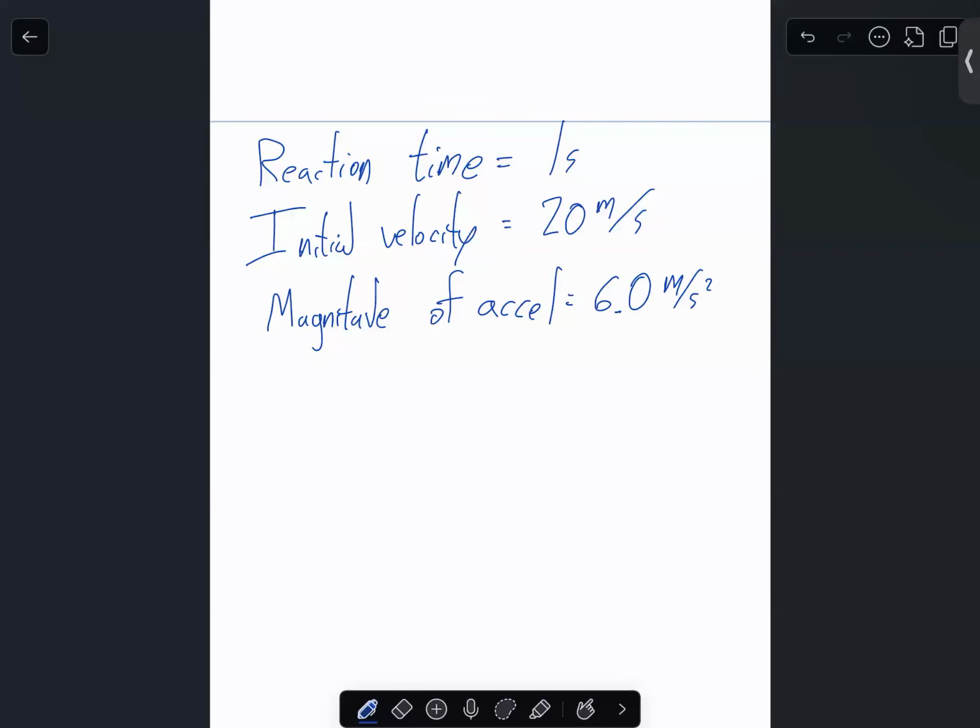Is this acceleration actually a positive vector or a negative vector? Positive velocities are going to go which way? I'm braking. Did I tell you that? I didn't write that down.